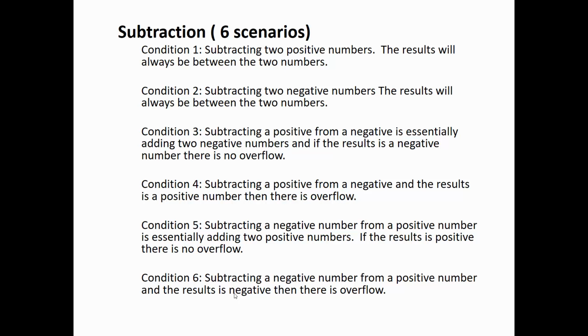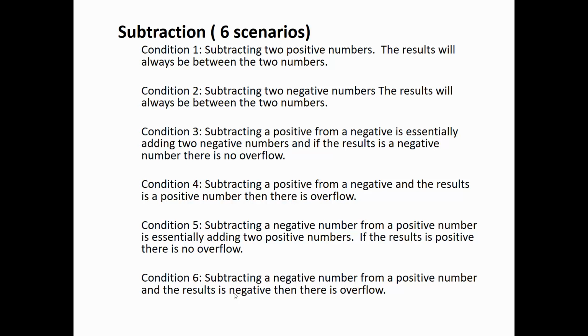It can't be overflow. Condition 3, when we're subtracting a positive from a negative, it's essentially adding two negative numbers. And if the result is a negative number, there's no overflow. But when we're subtracting a positive from a negative and it results in a positive number, then there is an overflow. And remember, that's because we're essentially adding two negative numbers, and if it's a positive, it changes the sign.